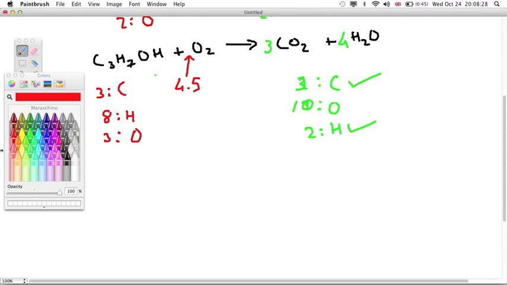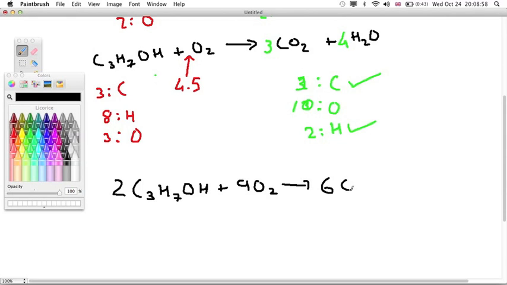So then what you do is quite simple. You multiply every single thing here by 2. So you have 2 C3H7OH. First you mathematically solve it, and then you solve it practically. So then you just multiply everything by 2, plus 9O2 is equal to 6CO2 plus 8H2O. So then you see the equation is properly balanced.